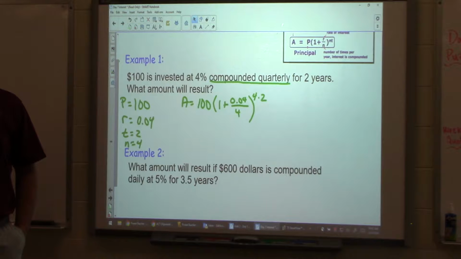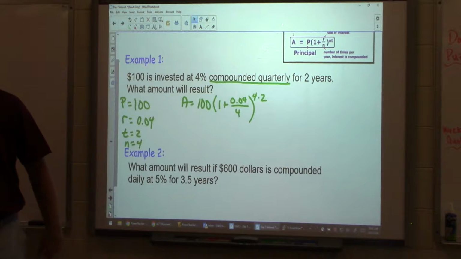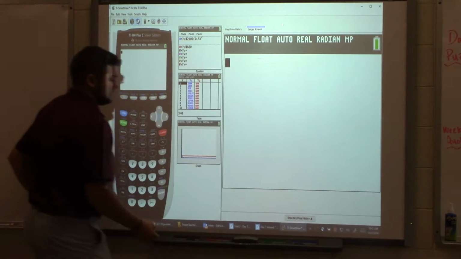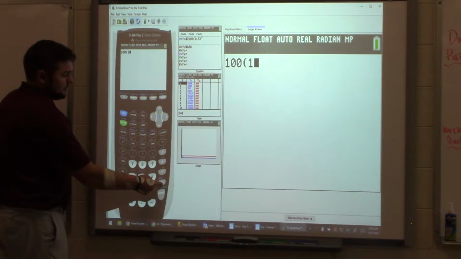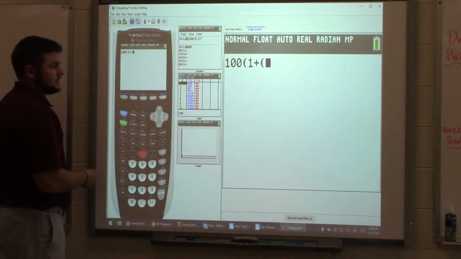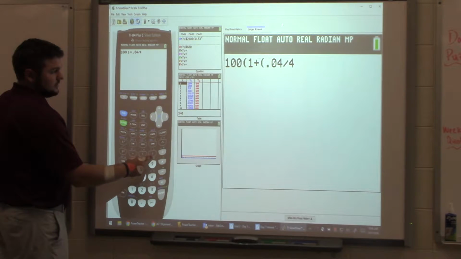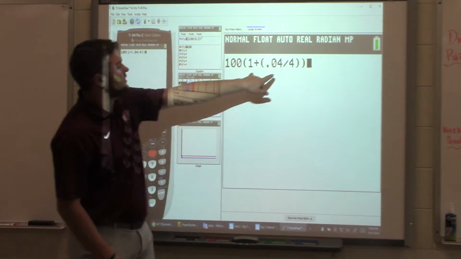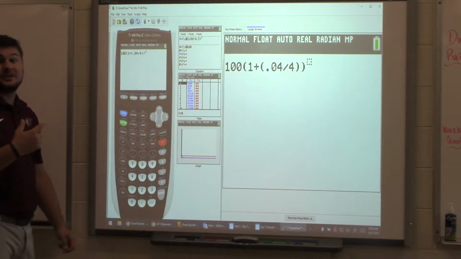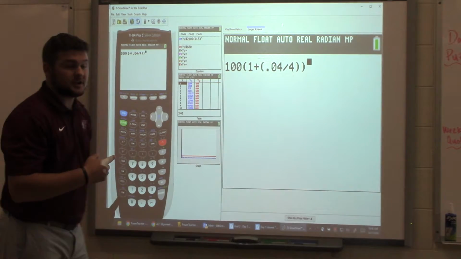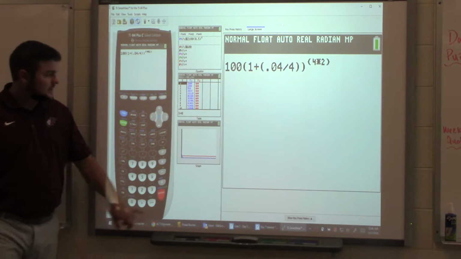We need to be really careful how we put this in our calculator. Some calculators are great and will do order of operations by themselves. Some won't. So what I would say you should do is 100 times 1 plus, and I'm going to use another set of parentheses for my division, 0.04 divided by 4. Parenthesis, parenthesis, because I want to close both sets of parentheses. Then to the, and with the newer calculators, you can just put 4 times 2 because it pops up here. With the older calculators, put 4 times 2 in parentheses. Then hit enter.